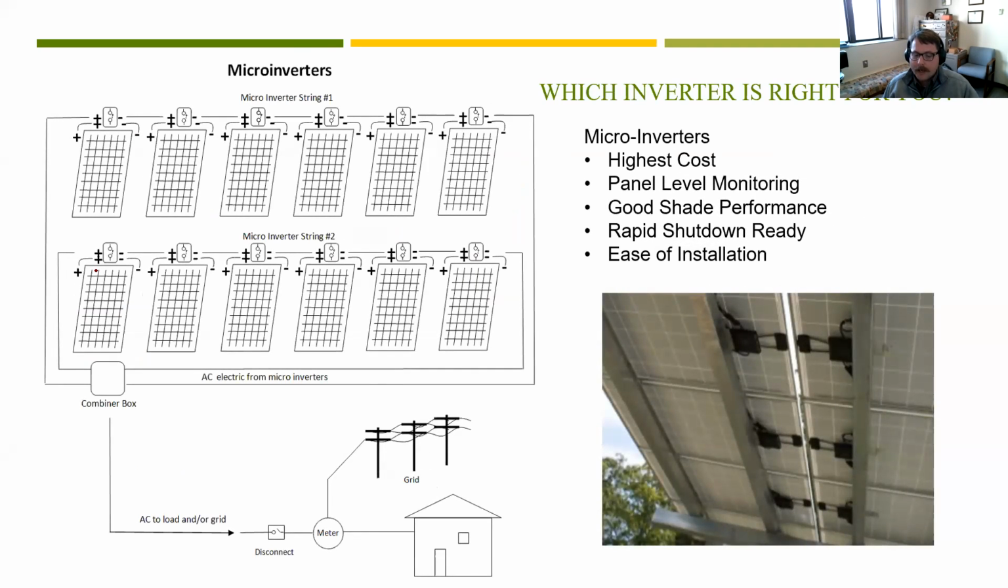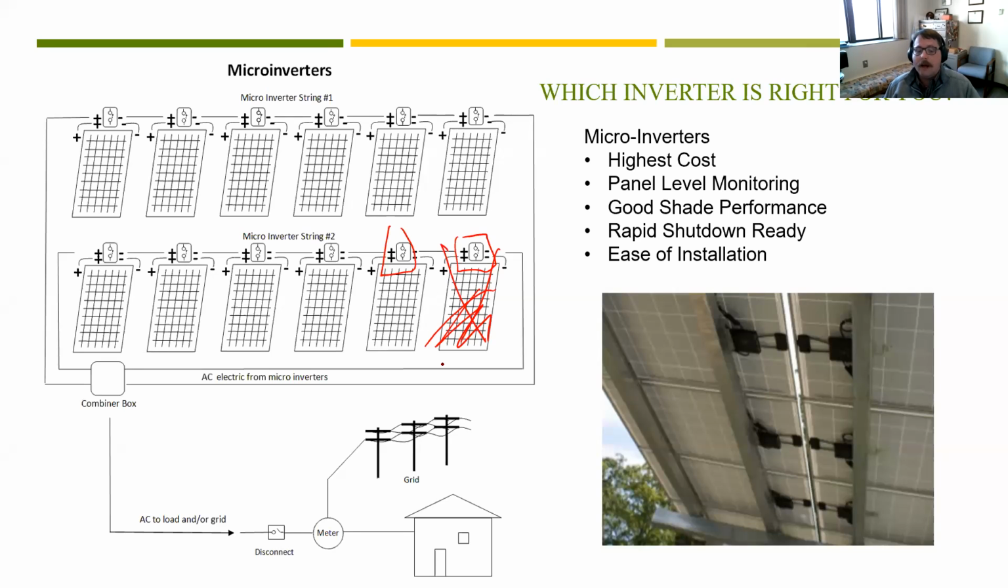This is a set of microinverters. You can see that I don't have a large string inverter down at the bottom. Instead, I have individual microinverters under each solar panel. Those have benefits in the fact that if I do shade part of one solar panel, I only lose that one solar panel. I don't lose the entire system or half the system. So they are more tolerant to partial shading. They are the highest cost. And so there's got to be a reason to put them in.